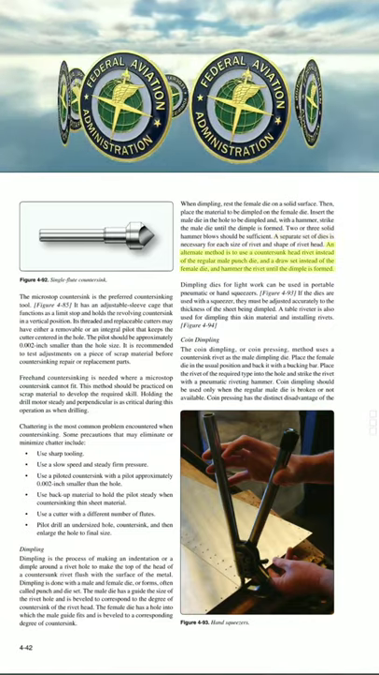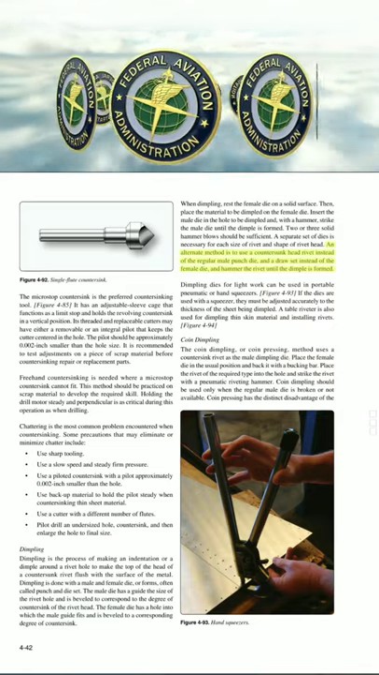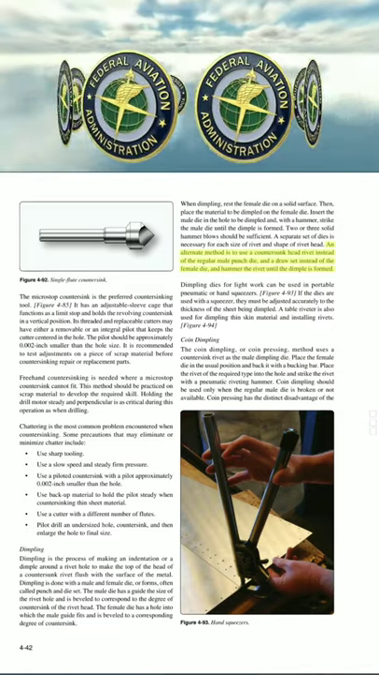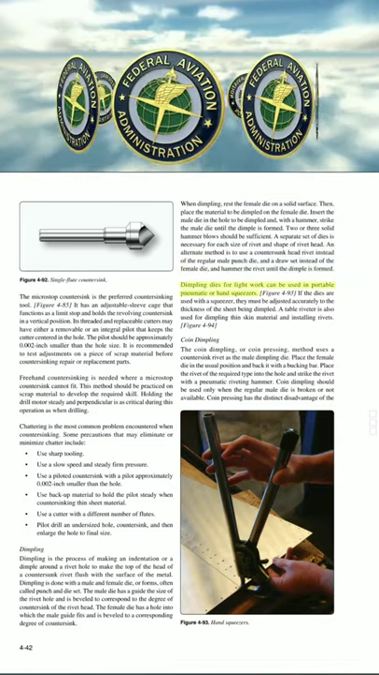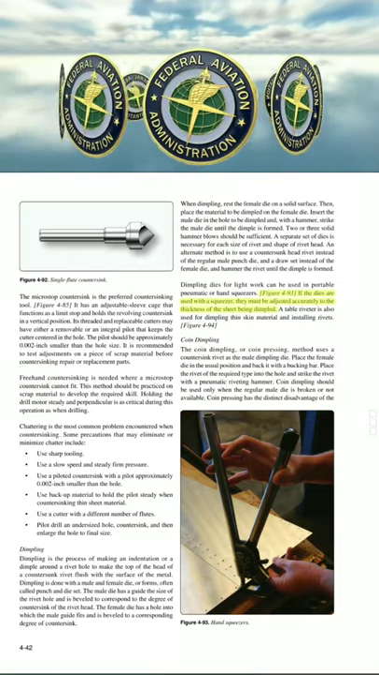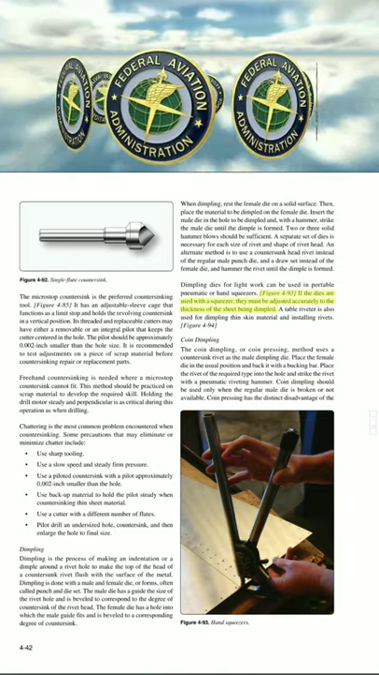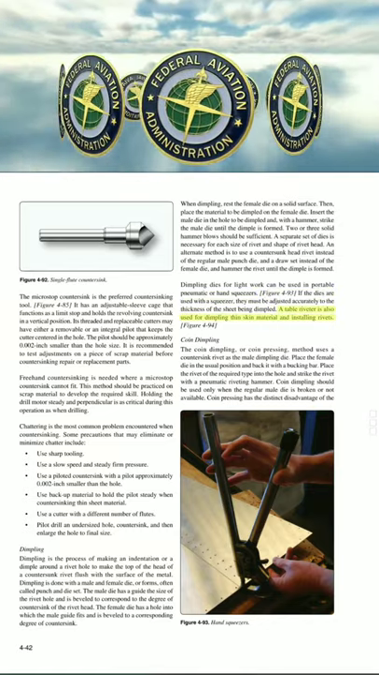An alternate method is to use a countersunk head rivet instead of the regular male punch die, and a draw set instead of the female die, and hammer the rivet until the dimple is formed. Dimpling dies for light work can be used in portable pneumatic or hand squeezers. Figure 4-93. If the dies are used with a squeezer, they must be adjusted accurately to the thickness of the sheet being dimpled. A table riveter is also used for dimpling thin skin material and installing rivets.